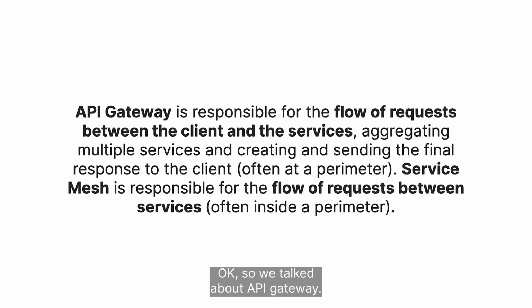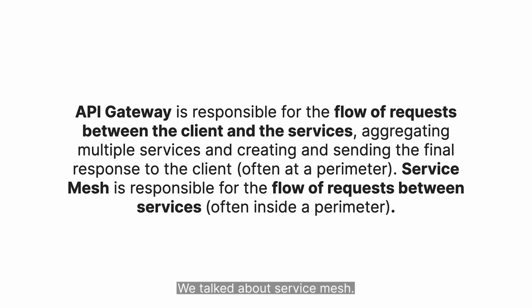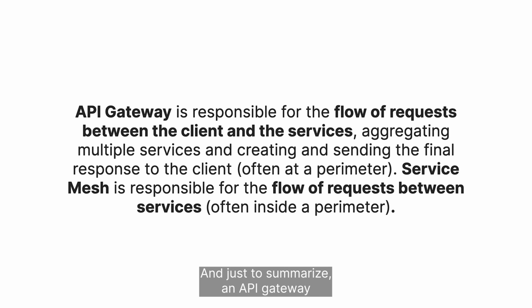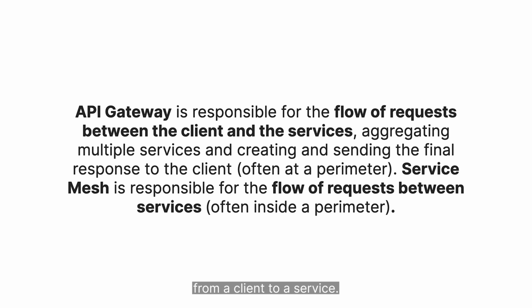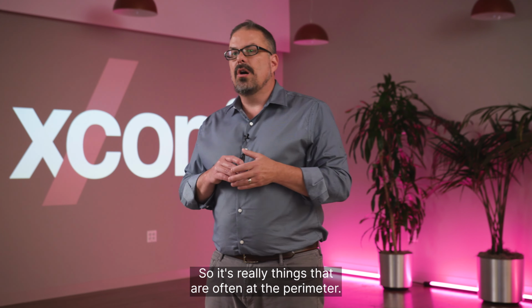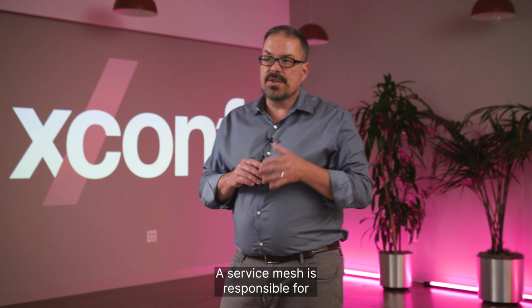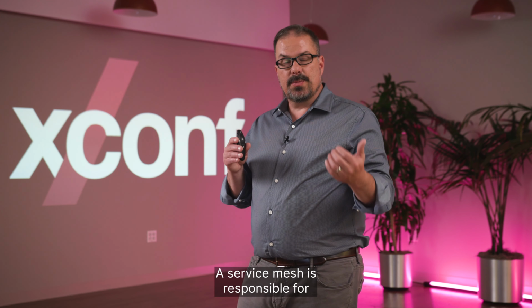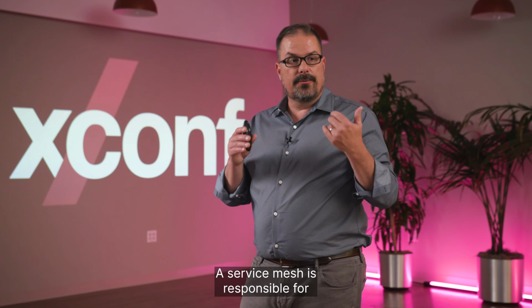Okay, so we talked about API gateway, we talked about service mesh, and just to summarize, an API gateway is responsible for the flow of requests from a client to a service. So you can do all kinds of different things there. It's really things that are often at the perimeter. A service mesh is responsible for service to service communication, or the flow between services. All right, so that seems pretty straightforward, right? So what's the big deal? Why are we talking about this?